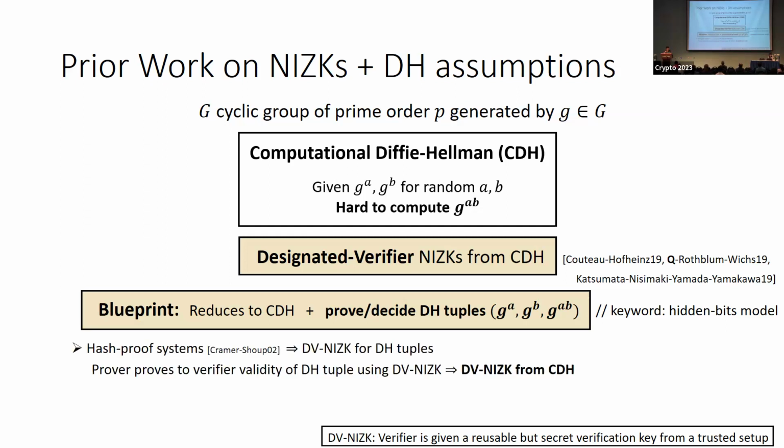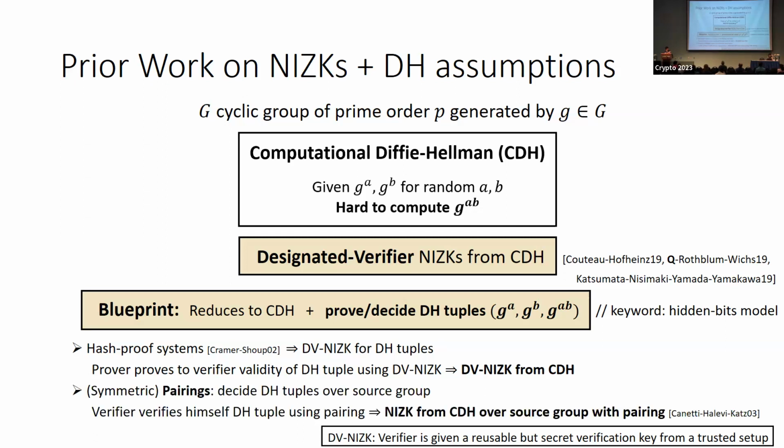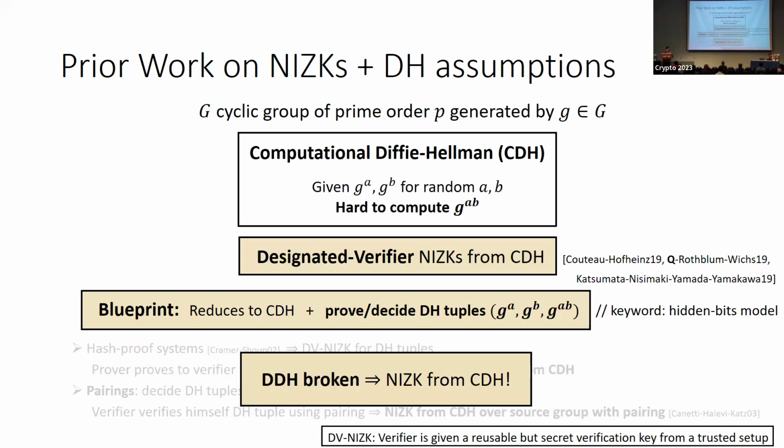The original use was to show that for those tuples we have good proof systems, good designated verifier proof systems. That shows that we can build the designated verifier NIZK from CDH. But another use is that if the verifier can decide those tuples itself, then we can actually get a NIZK from CDH. In particular, if the verifier can decide those tuples given, say, a pairing, then we get a NIZK from CDH, where the group is also associated with the pairing. Yeah, so this is a lot of work, but the main takeaway is that as long as deciding this language is easy, which is really related to breaking DDH, if we can break DDH, then we get a NIZK from CDH. That's the main takeaway of this line of work.